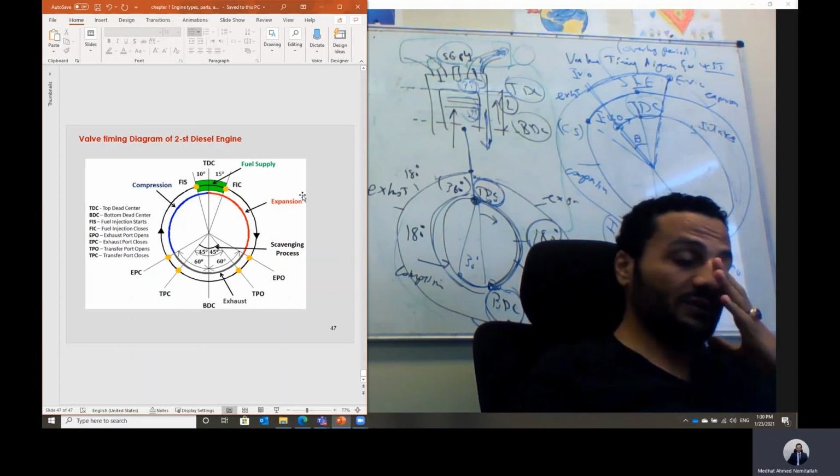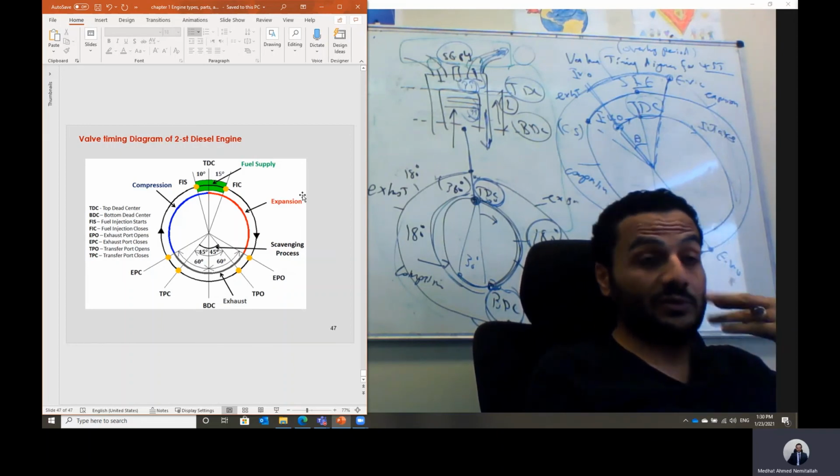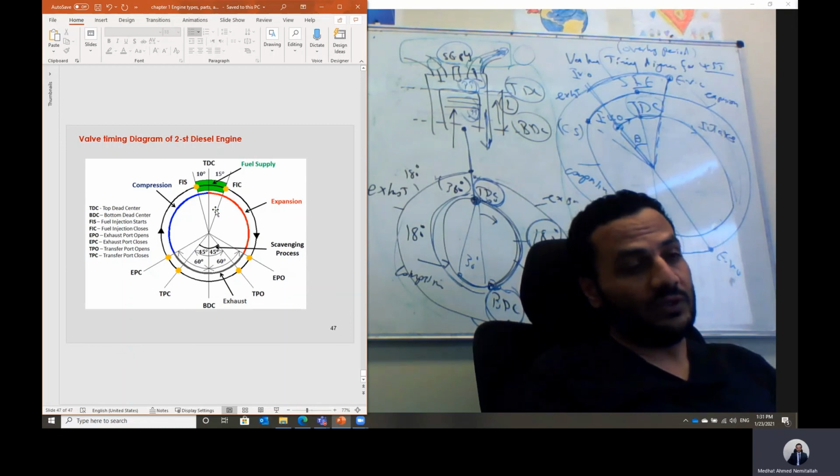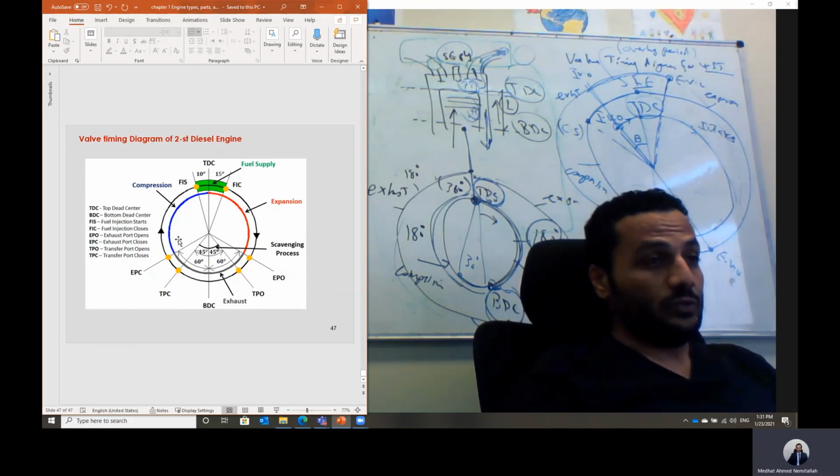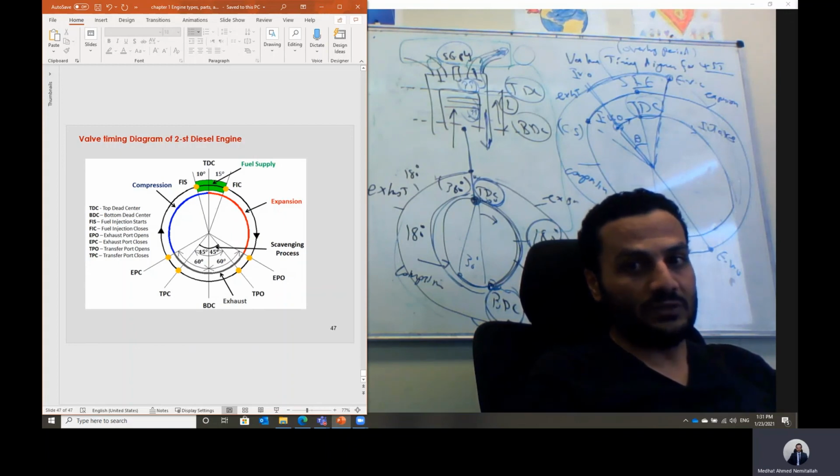So inshallah, I will be asking you, maybe in your quiz or something, this is a very important diagram that you should keep in mind. And I may ask you to draw the valve timing diagram, either 4-stroke or 2-stroke, either gasoline or diesel engine. Okay, so that's enough for today.